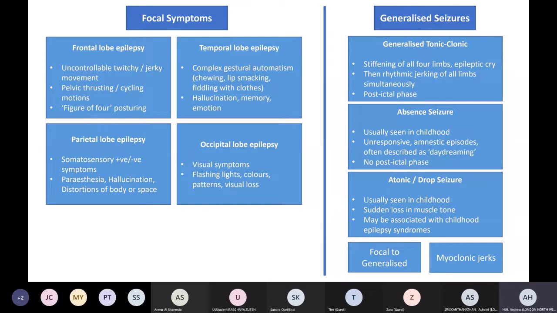And you may also hear about your atonic or drop seizures, and these are where there's a sudden loss in muscle tone. So again, usually in children, you see these children literally drop to the ground. If you ever meet these children, they usually have helmets because they're at risk of hurting their heads as they fall to the ground very suddenly.